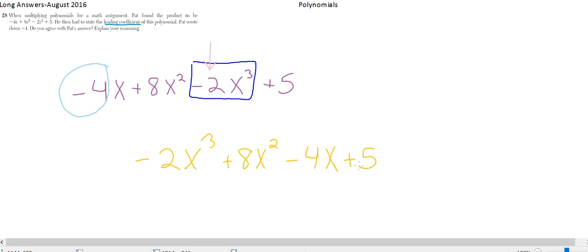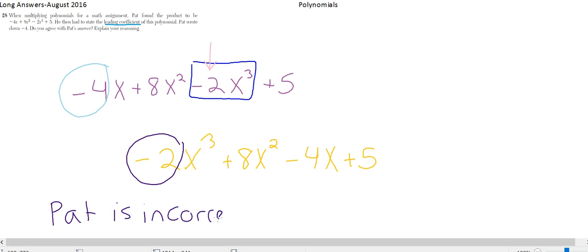Once the polynomial is in standard form, then the leading coefficient is the first coefficient. But when the polynomial is not in standard form, when the exponents are not in order from greatest to least, then the leading coefficient is not the first coefficient. Therefore, we do not agree with Pat's reasoning. Pat is incorrect because he did not write his polynomial in standard form before he looked to see what the leading coefficient was.